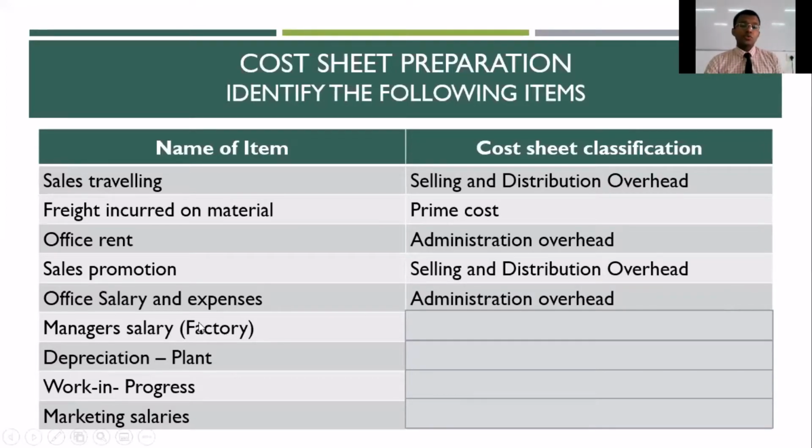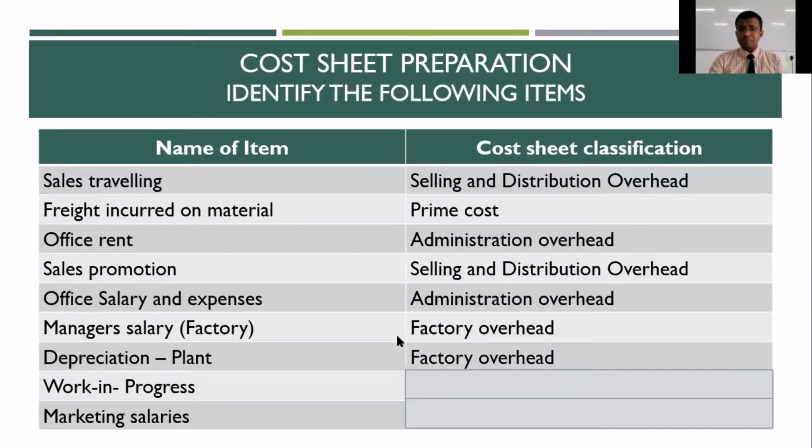Now, the next one, it is mentioned manager's salary. Now, it is specifically mentioned as factory. Okay, so they're giving us a clue. The manager for whom we are paying salary is involved in the factory, or he's working for the factory. So this is a part of your factory overhead. To be specific, this cost will be a part of your factory indirect labor. Okay, factory indirect labor. Next one, depreciation for plant.